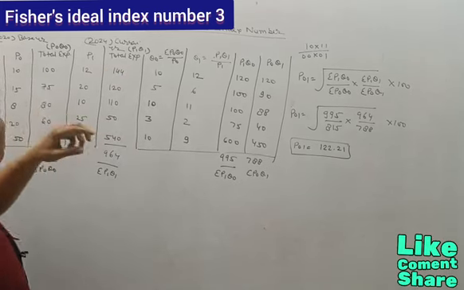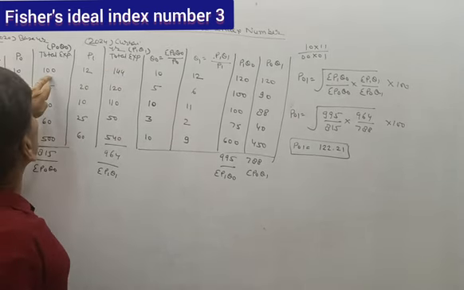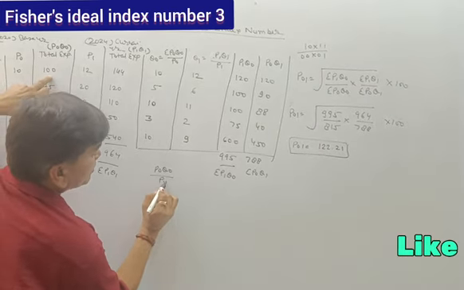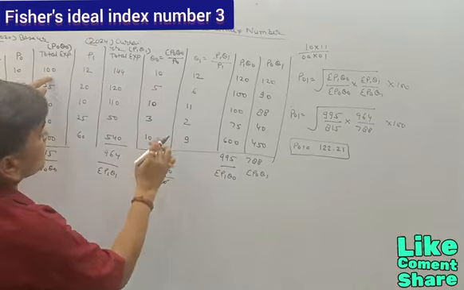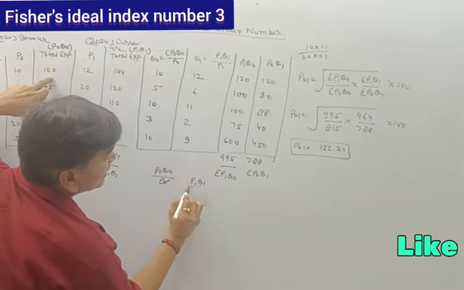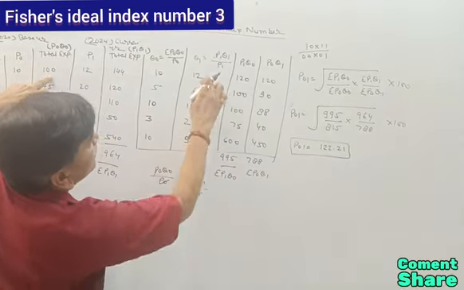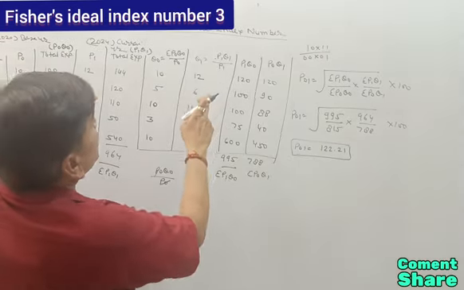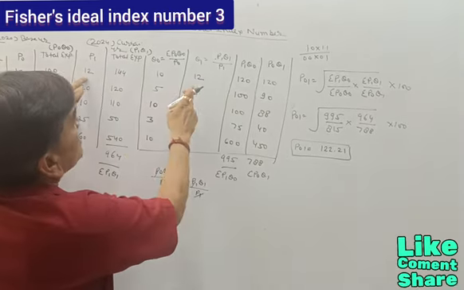Already we have discussed: by dividing P0 Q0 by P0, you will get Q0. Similarly, P1 Q1 divided by P1, you will get Q1. Then what we have done? We have calculated P1 Q0. This is P1, this is Q0.